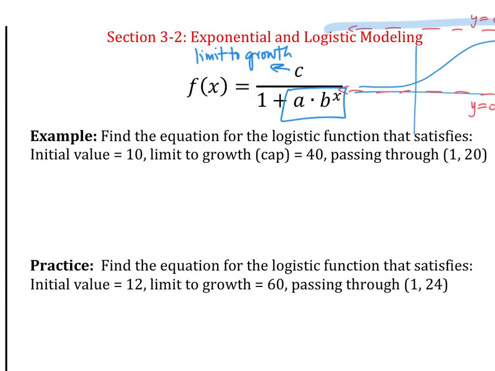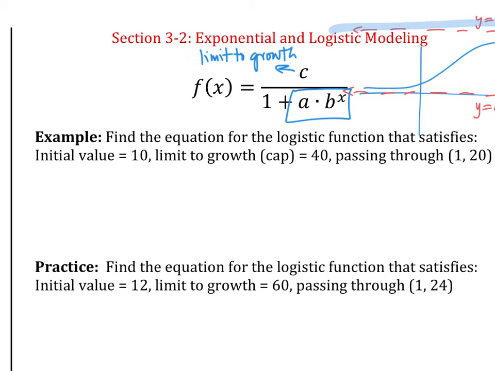Let's look at a word problem and you can see this a little bit better. Find the equation for the logistic function that satisfies: initial value is 10, limit to growth, that's the cap, is 40, and it also passes through the point (1, 20). Same as before, when you're trying to write an equation, you always ask yourself, what variables do I really need to solve? What do I really need to create this equation?